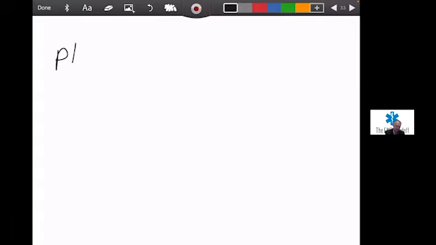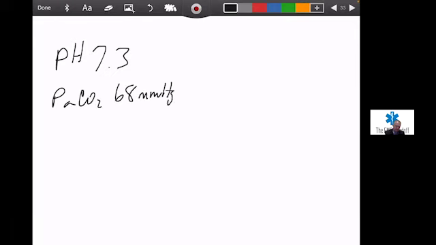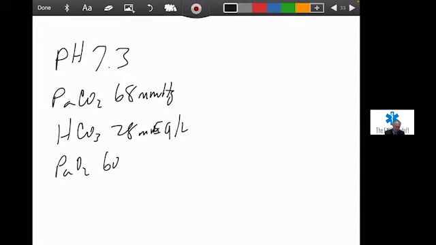Measurement of his ABG: he's got a pH of 7.3, a PaCO2 of 68, an HCO3 of 28, and his PaO2 is 60. So draw your little Tic Tac Toe board here.